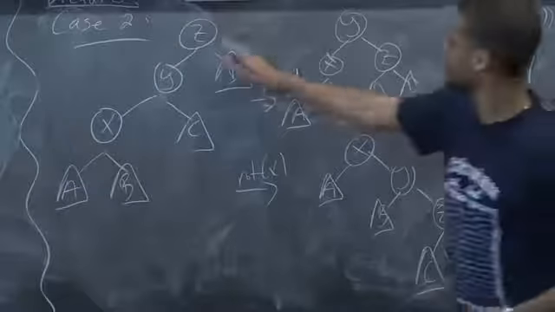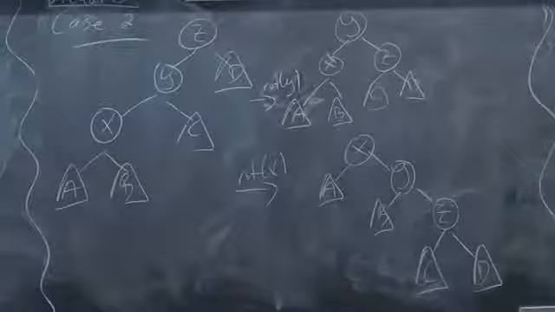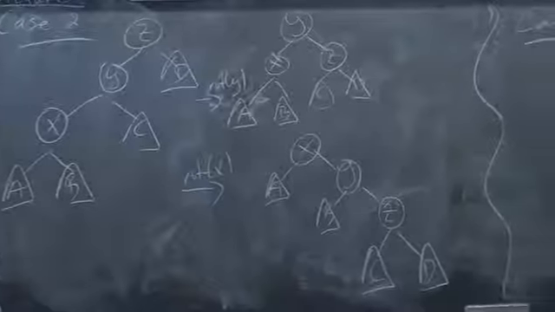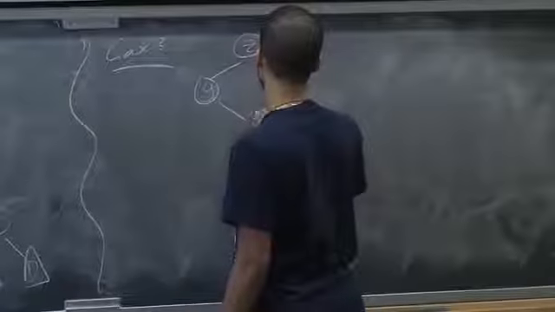Right, so this was, we went left and left. There's an analogous picture for going right and right. I'm not going to draw it. Case 3, things go in different directions. So we have z up here. We go left to y, then we go right to x.